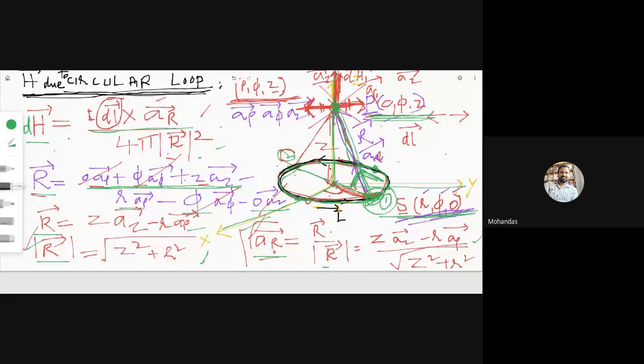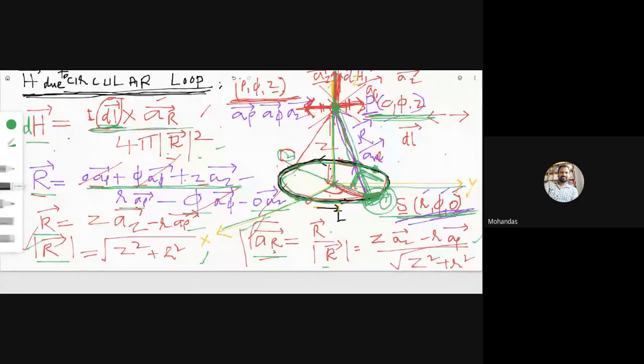what about the dl vector? Can anybody tell me the dl vector? What is the dl vector in this case? As it is a circular loop placed in the xy plane, it is changing in the direction of phi. What will be the dl in this case? What is the value of the differential length in this case? R d phi a phi, sir. Very good. R d phi a phi.